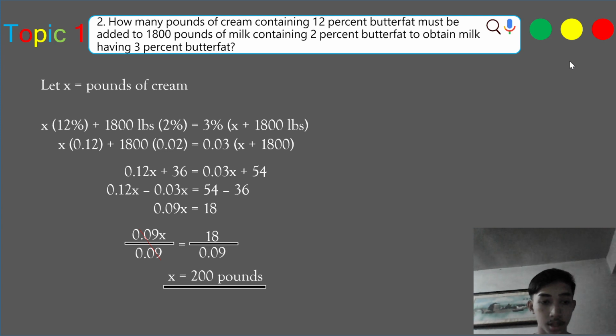0.09x divided by 0.09 is equal to 1, so we will bring down the x, and 18 divided by 0.09 is 200 pounds. So that is the answer to our problem number 2.